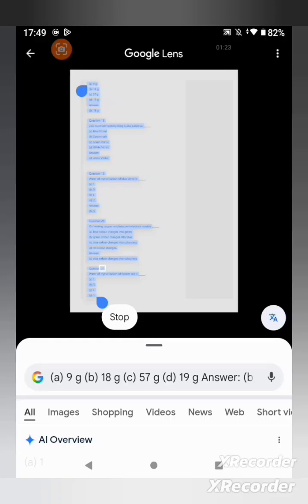Question 21. Water of crystallization of Epsom salt is A. 1. B. 5. C. 4. D. 7.